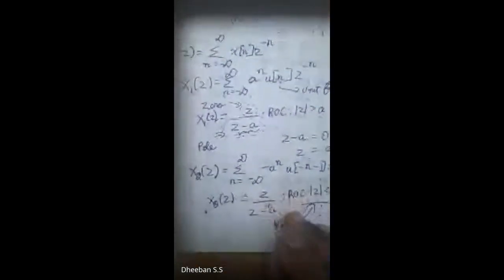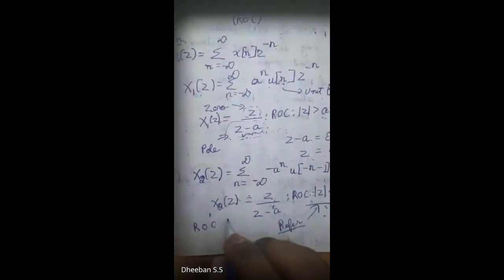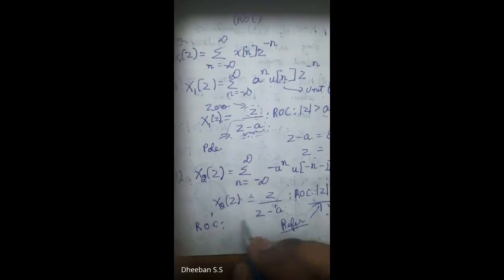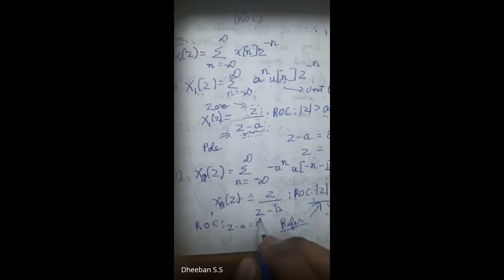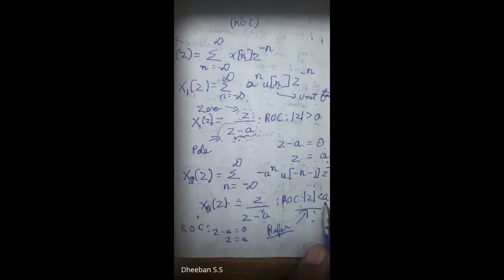I said I would be referring back to this. So in general, for the ROC you have to take the value of the pole. The upper part will be 0. For the pole, z minus a equal to 0, you equate to 0, and after equating you get z equal to a. That's how you get the a value.